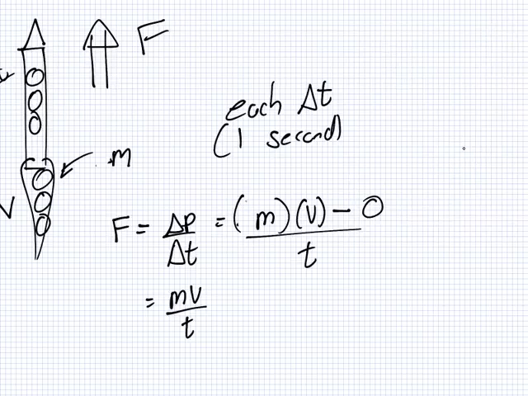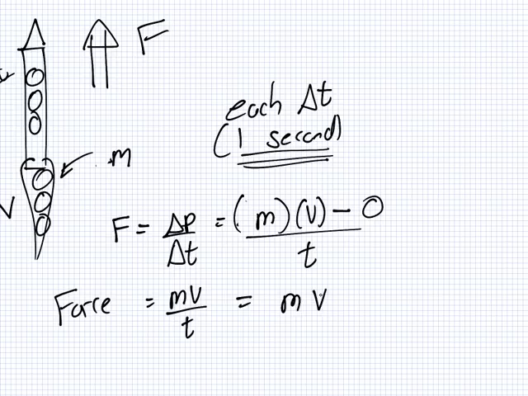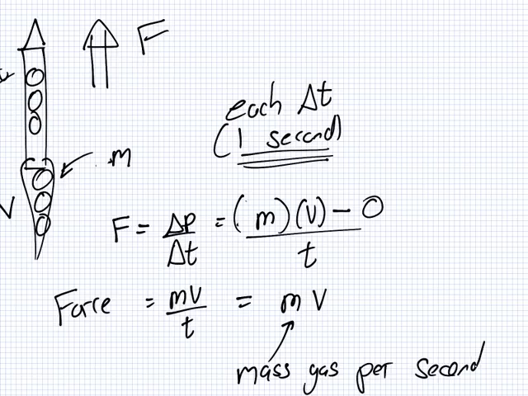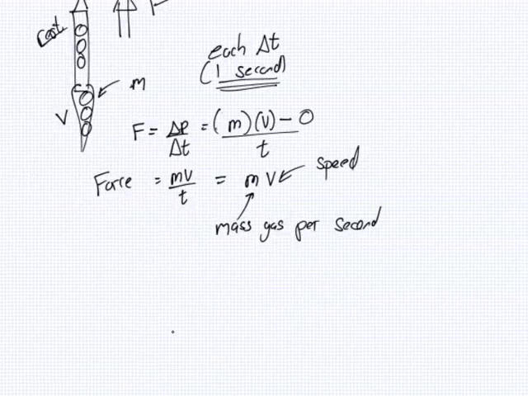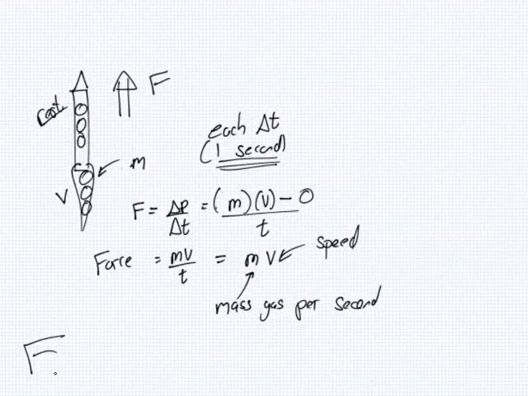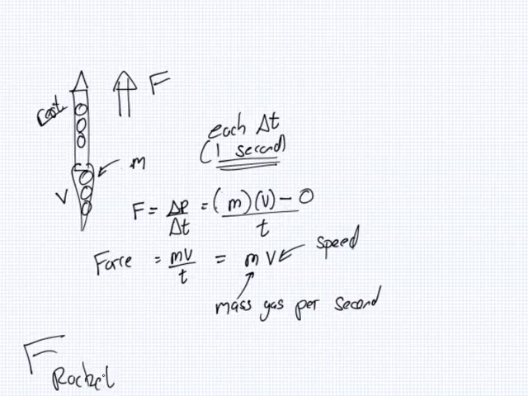In other words, you get this very simple formula that the force equals delta m v over t. And because we usually use 1 second, then it just becomes mv, where this is the mass of the gas per second, and this is the speed of the gas. So just to summarize, I'll put in a box here for you. The force for the rocket is equal to mv.